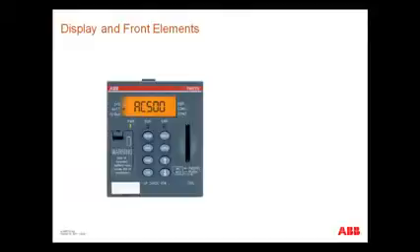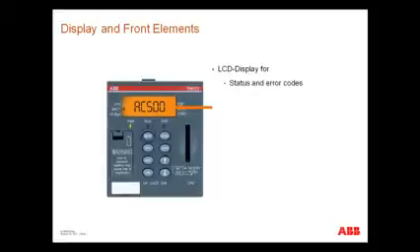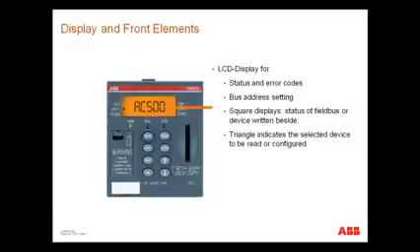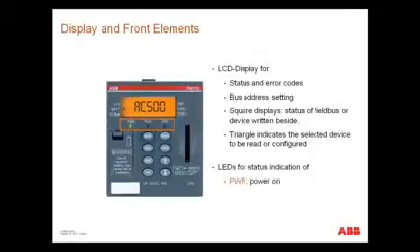Let us consider the controller's display and front elements. Text and numbers on the LCD display indicate operating status and error codes. The display is also useful for local address configuration. The LCD display contains additional indicators, such as squares and triangles, helping to operate. 3 LEDs indicate the AC500 status. In error-free operation, the green LEDs power and run will be on. The red LED error indicates at least one not acknowledged error is present.